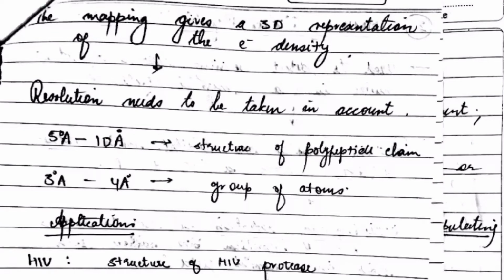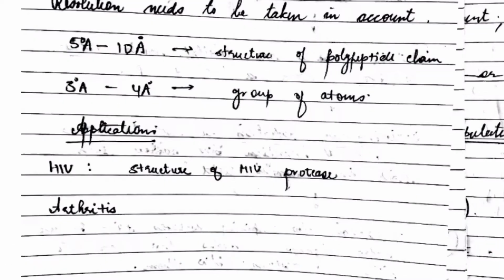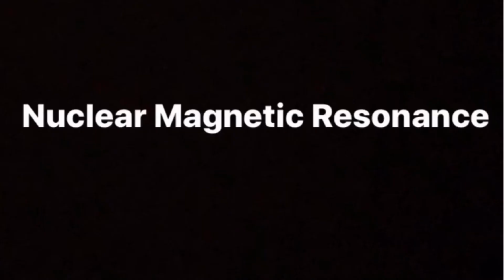The crystal is rotated so that the X-ray hits in all directions, and after that the intensity of the spot at their position is recorded as the basic experimental data for analysis, and an electron density map is created which helps in 3D representation of the electron density. And this technique can be used in HIV, that is to study the structure of HIV, and also in the treatment of arthritis.